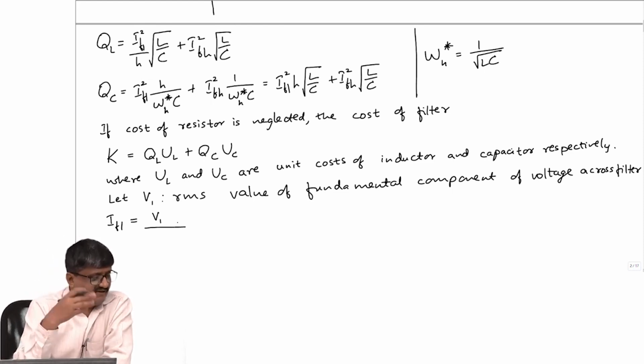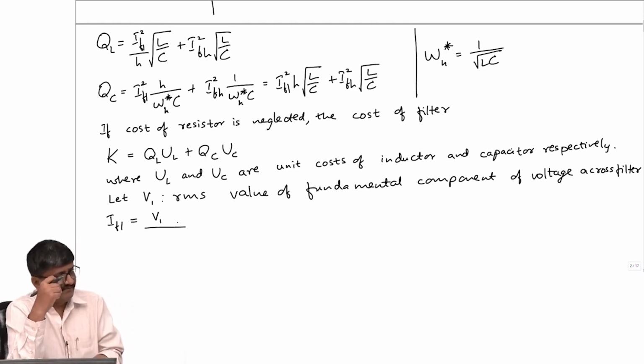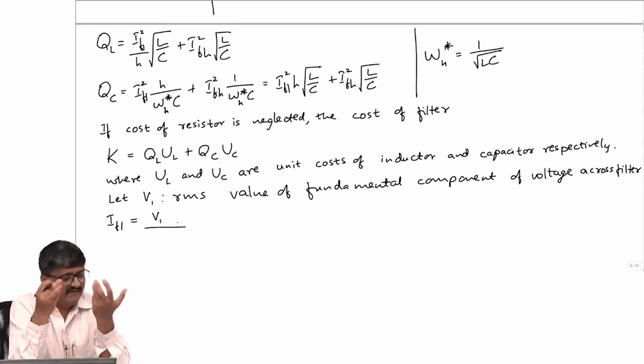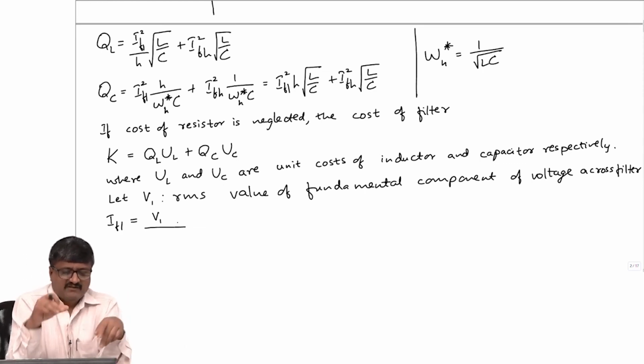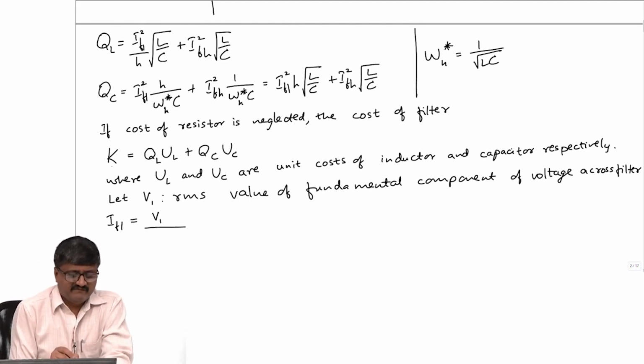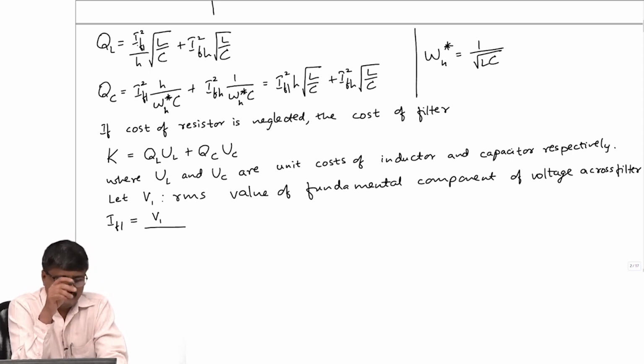Can I write it in terms of, say, y of h, which I do not know? When I am designing a filter, I want to find the values of L and C. As I said, we will do a minimum cost filter. We will try to minimize K. So I will write K in terms of L and C. K is dependent on QL, QL is dependent on IF1. So IF1 should be written in terms of L and C. What should be the expression in terms of L and C?